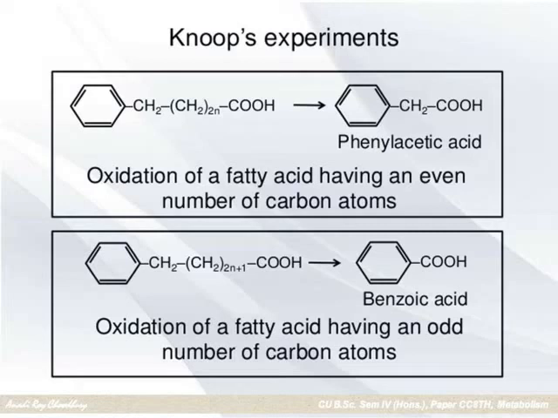When rabbits or dogs were fed even carbon fatty acids of different chain length labeled with a phenyl group at the omega carbon, phenyl lactic acid was excreted in the urine. When rabbits were fed odd chain fatty acids with omega phenyl derivatives, benzoic acid was excreted. From this result, it was understood that fatty acids are oxidized stepwise at the beta carbon, releasing 2 carbon units, acetic acid, at each step.